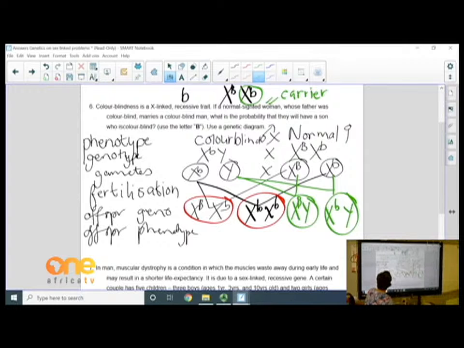So what is the probability that they will have a son who is colorblind? They have a possibility of 2 sons, right? You agree? There's a 50% chance that one of the sons will be colorblind. Let's continue.